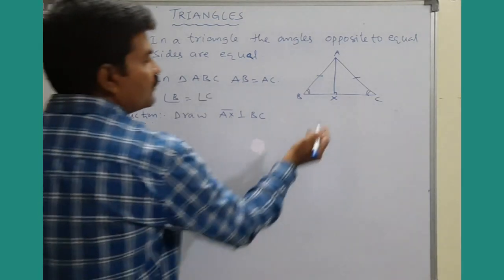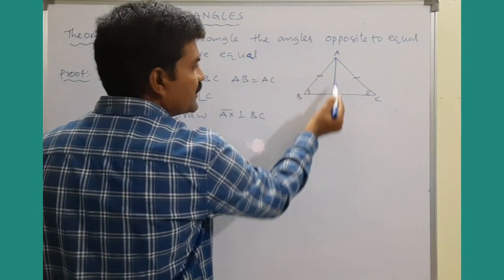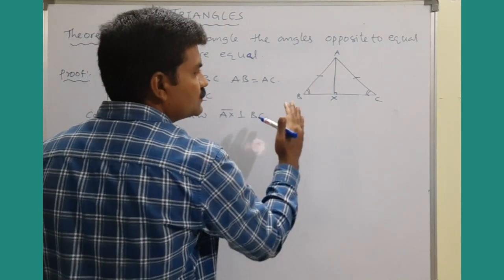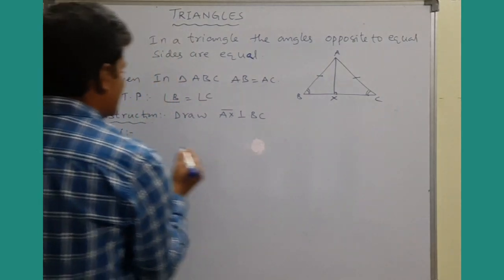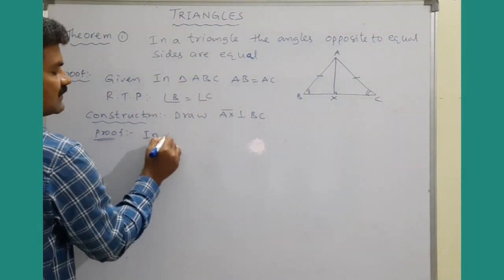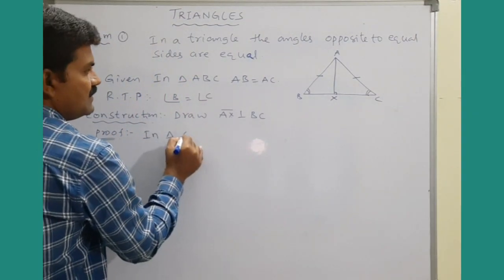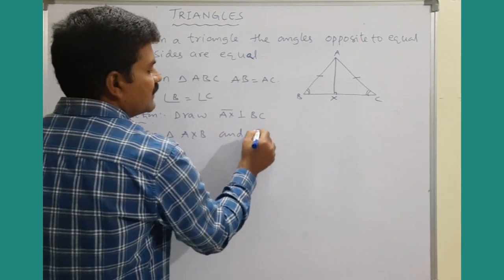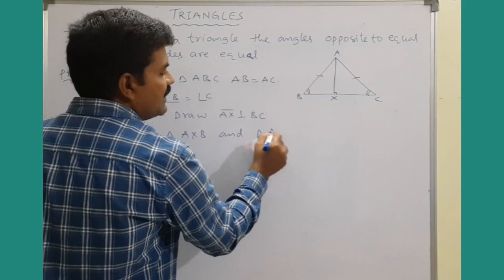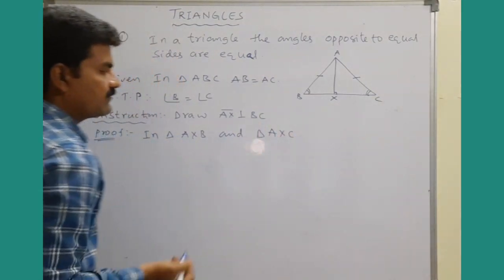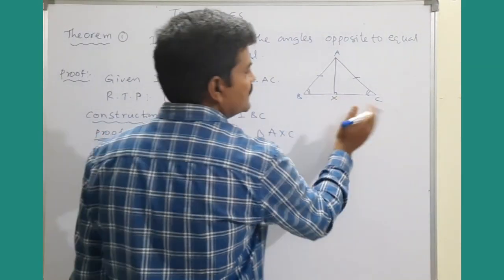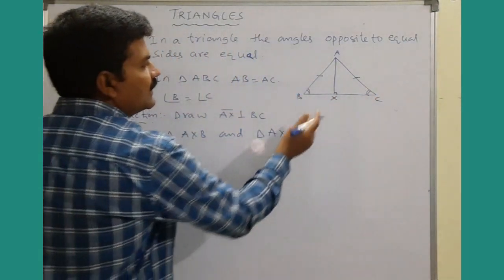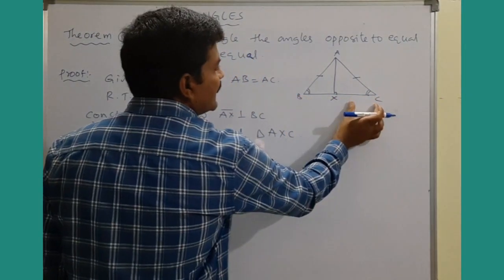Yes, now after construction of this perpendicular line, we have divided the entire triangle into two triangles. One is triangle AXB and the other is triangle AXC. Look at these two triangles. Is this not triangle 1 and this triangle 2? In this triangle 1 and triangle 2, look.